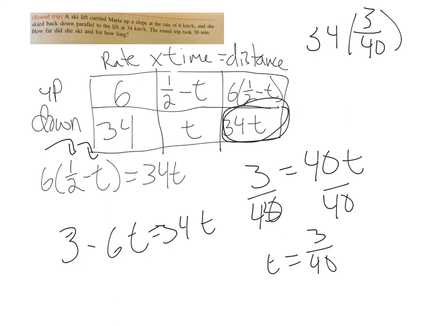And we end up with something pretty ugly, but it simplifies to about 2.55 kilometers if you simplify this math. Okay, so 3/40ths of an hour is fine, 2.55 kilometers is fine for distance. So those are the three types of distance problems you're going to be talking about. We're going to be talking about motion in opposite directions, motion in the same direction, and round trip.